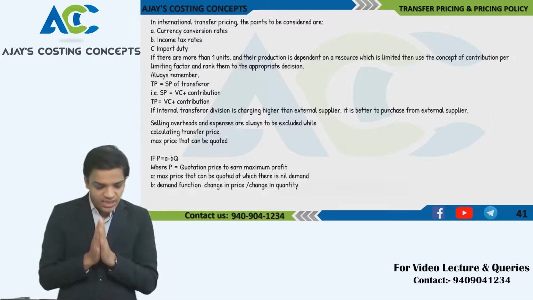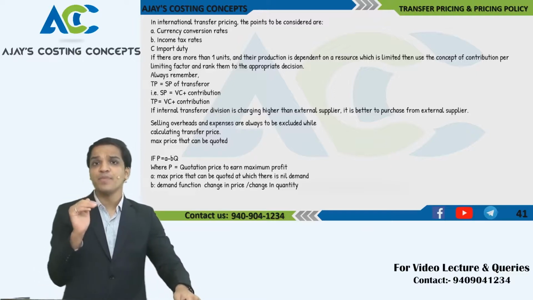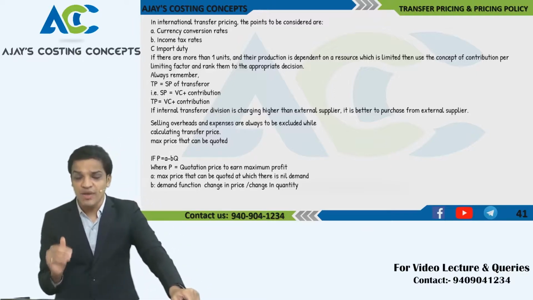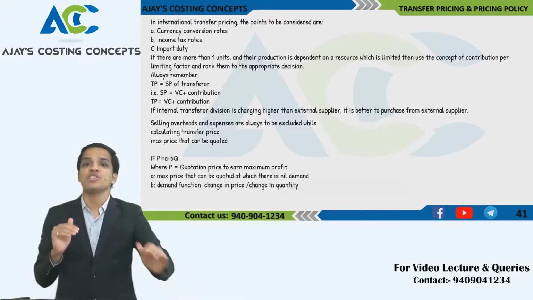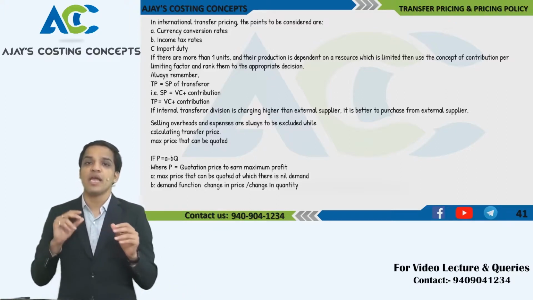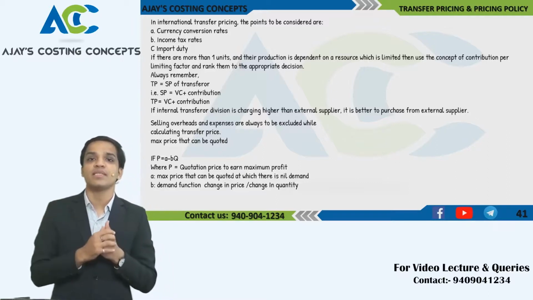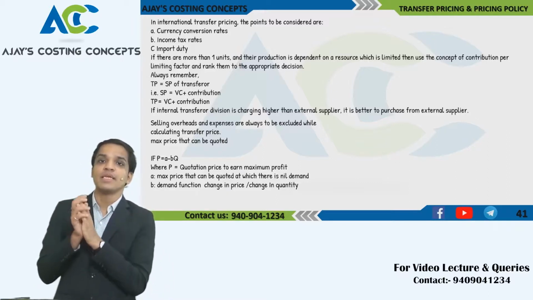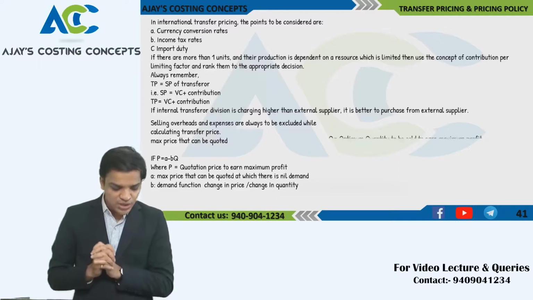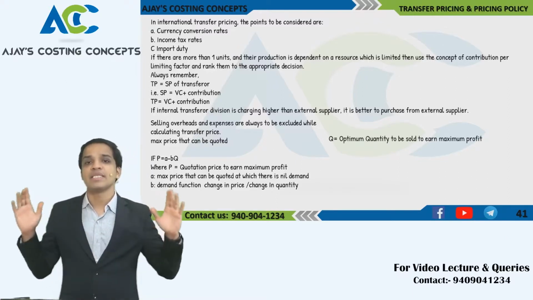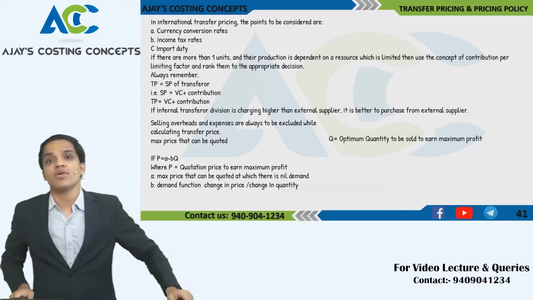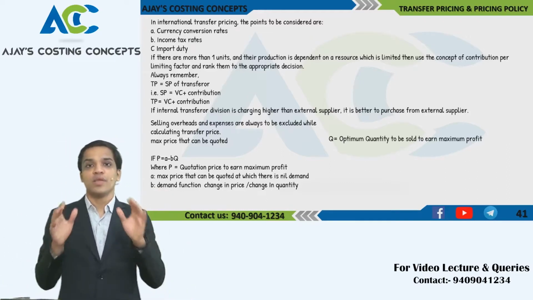So when there is nil demand, what is the price at nil demand? That is A, in A - BQ. B is the change in price divided by the change in quantity, that is, at what proportion the price has been changing, how the pricing model plays a role. And Q is the optimum quantity to be sold to earn the maximum profit. So what is the optimum quantity that you will sell to earn the maximum profit?